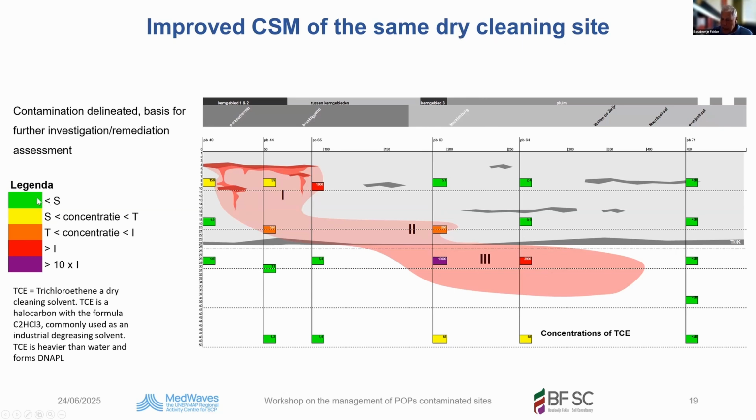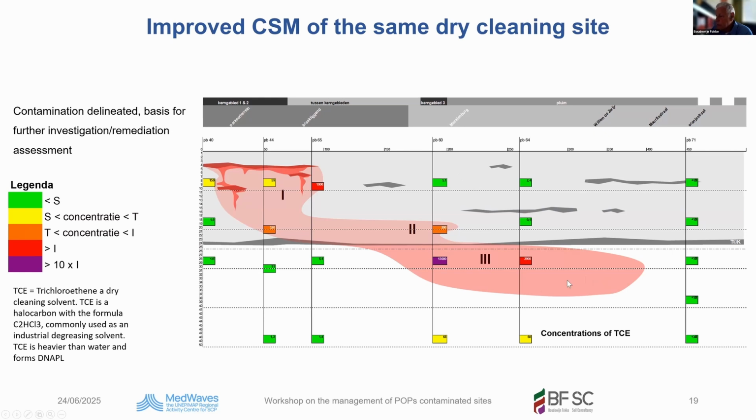And here are the classifications of the concentrations in the groundwater. Here we use yellow for below the accepted minimal level. This is between the trigger values. These are the concentrations above the remediation values. And this is 10 times. This is just above, and this is in between.